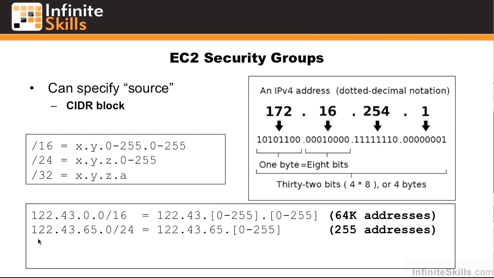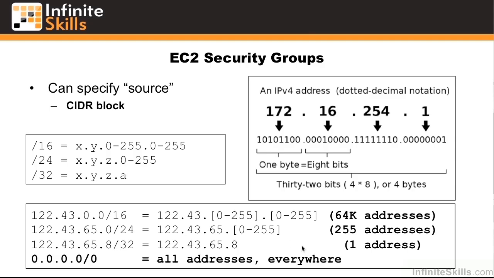Next, we have this address, in which the first 3 octets are hard-coded, and the last is a 0/24. In this case, we're specifying that the first 3 octets must be set, and the last can be anything. This allows for 255 addresses. Finally, we have the single address, 122.43.65.8/32. This specifies a single address because you're locking all of the octets.